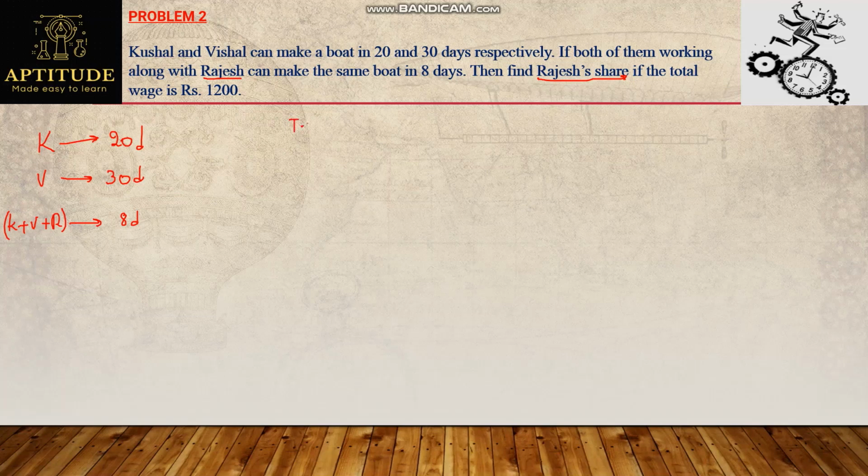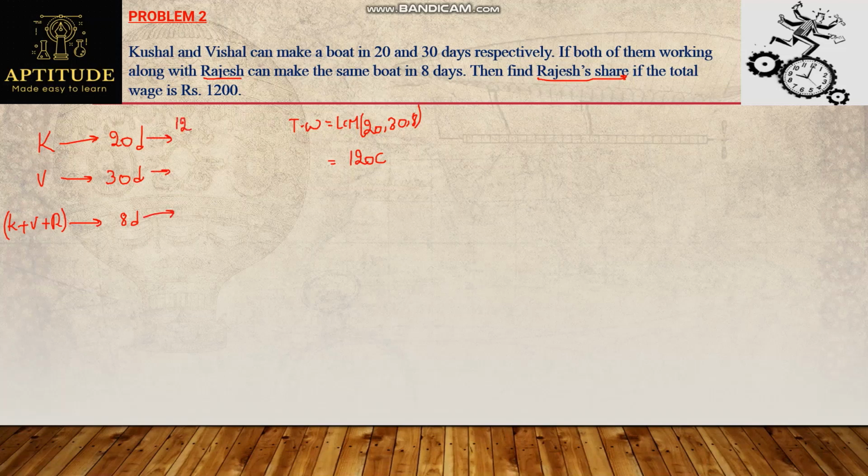What is the first step? Finding total work, which is nothing but the LCM of 20, 30 and 8. So LCM of 20 and 30 will be 60, and LCM of 60 and 8 will be 120. So I can take now total work as 120 chocolates. So if total work is 120 chocolates, find out their efficiencies in these three conditions.